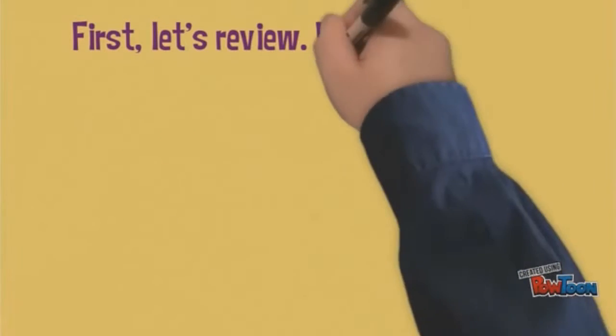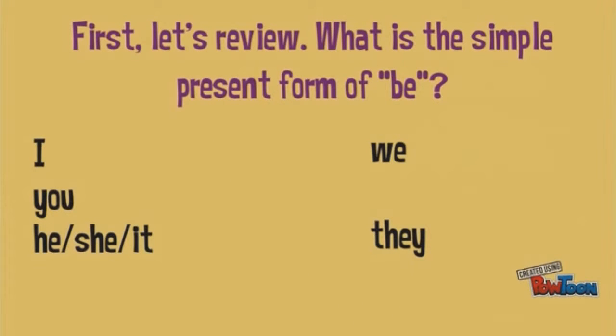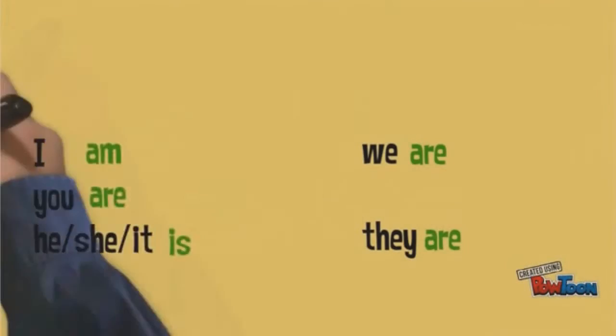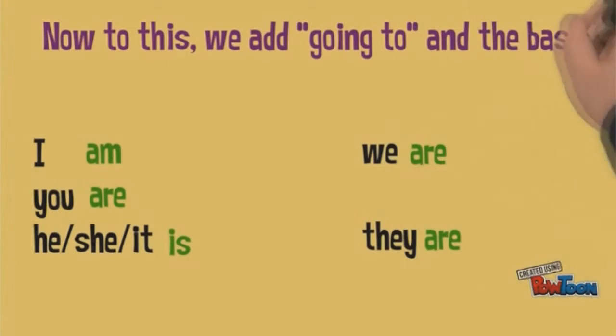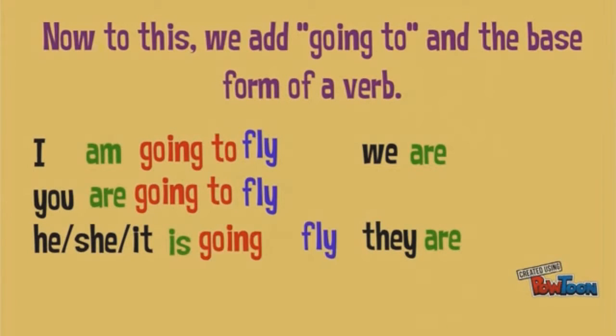First, let's review. What is a simple present form of to be? I am, you are, he, she, it is, we are, they are. Now to this, we add going to and the base form of a verb. I am going to fly, you are going to fly, he, she, it is going to fly, we are going to fly, they are going to fly.